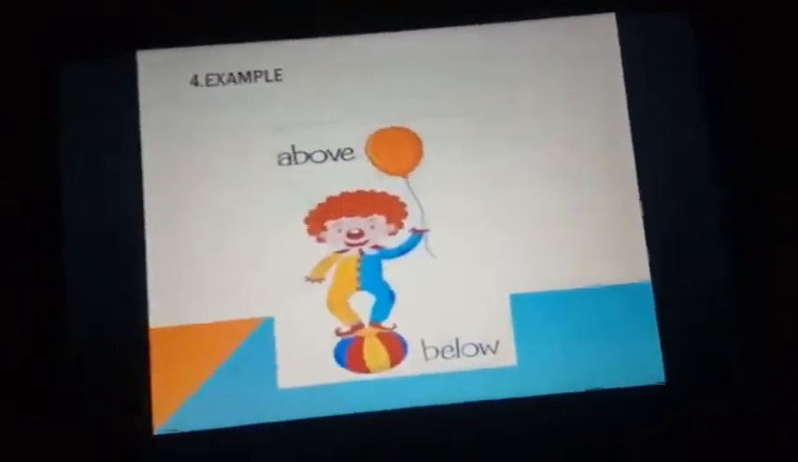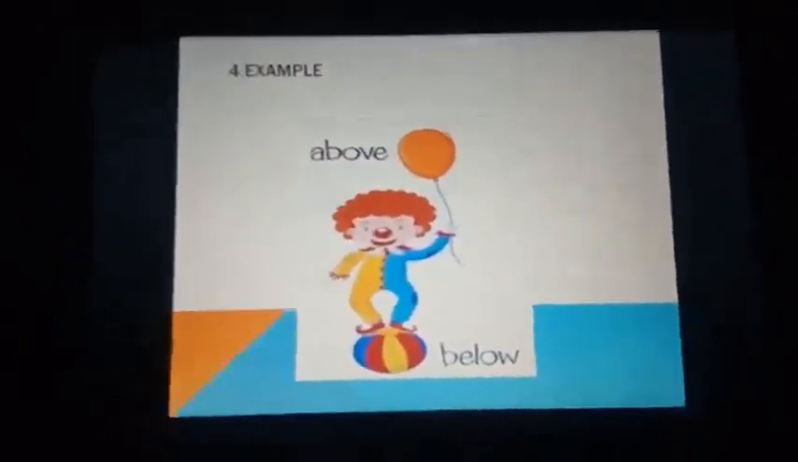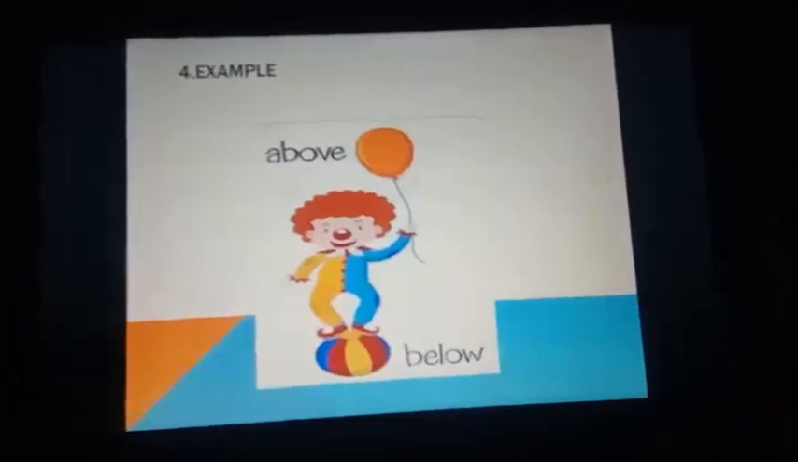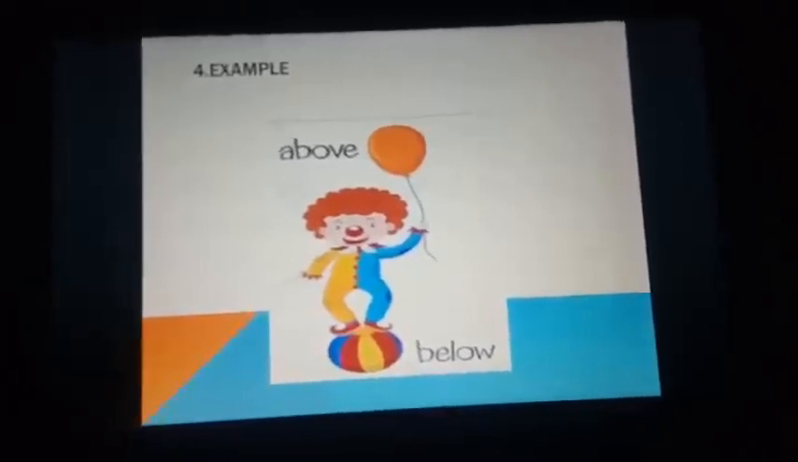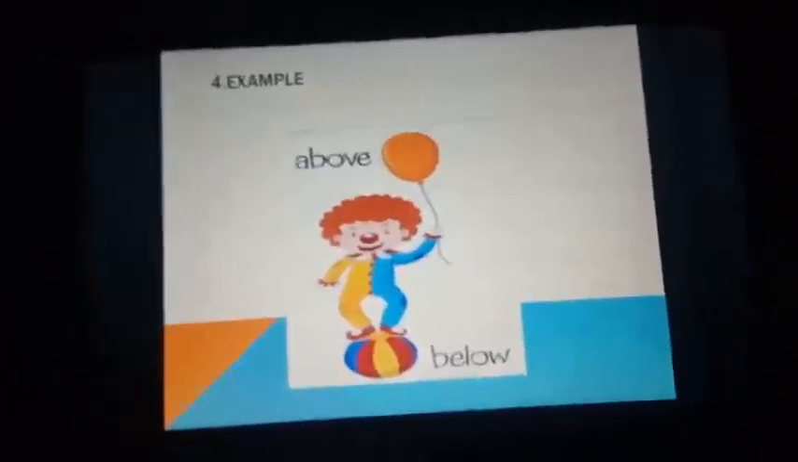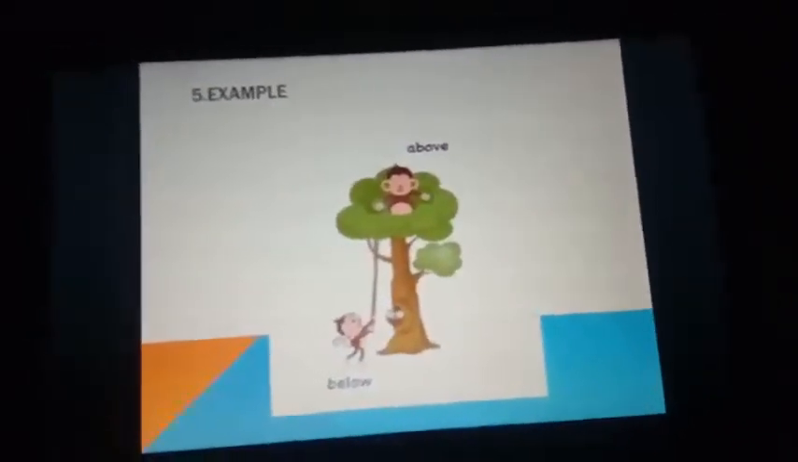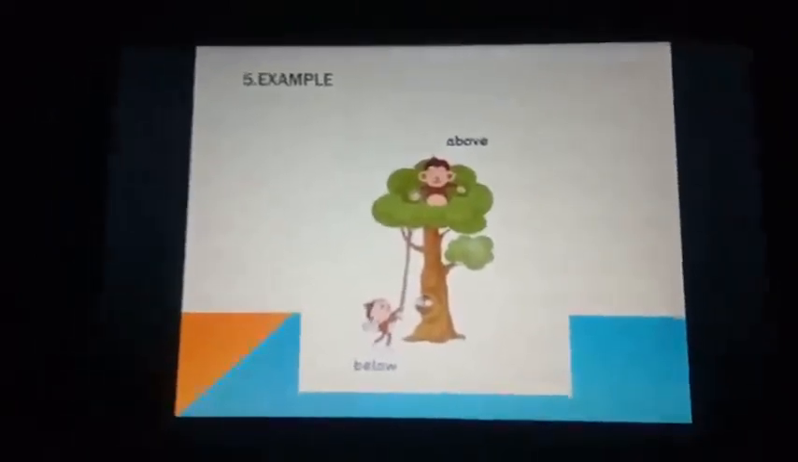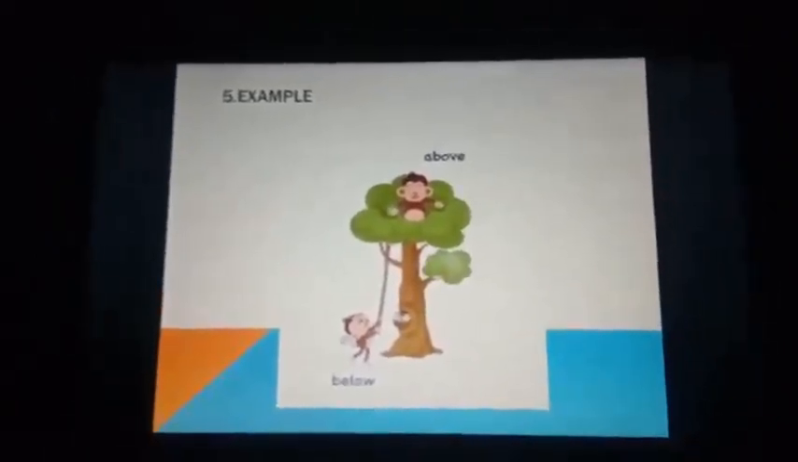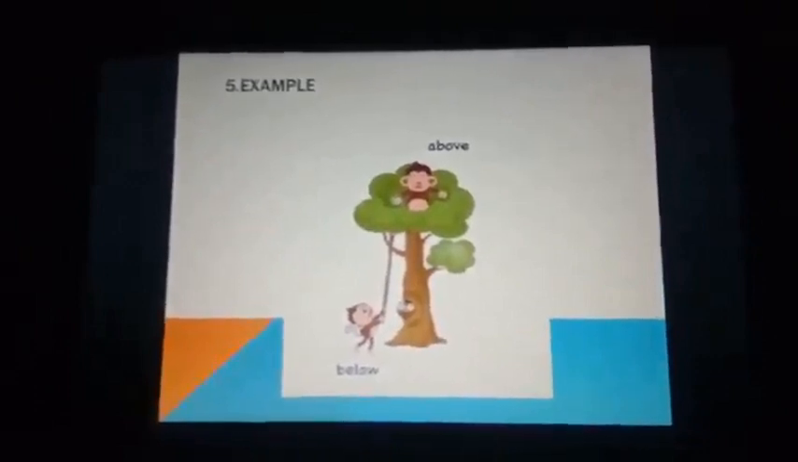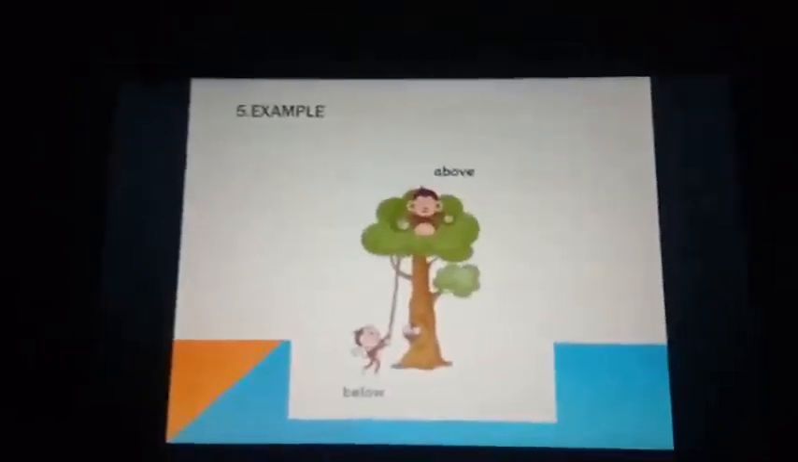Now here the clown is there and in one hand of the clown a balloon is there and below the clown a ball is there. Next example, a tree is there. One monkey you can see above the tree and one monkey is below the tree. Fine children? Now we will move to the text.